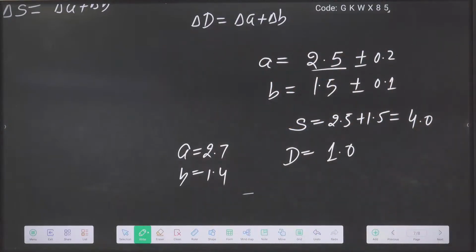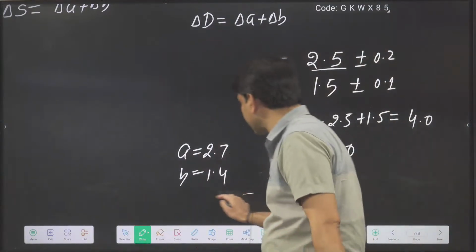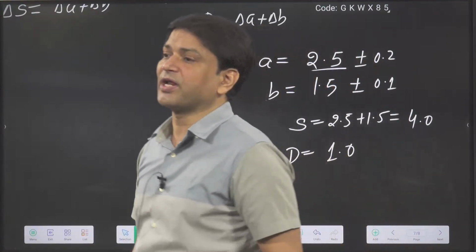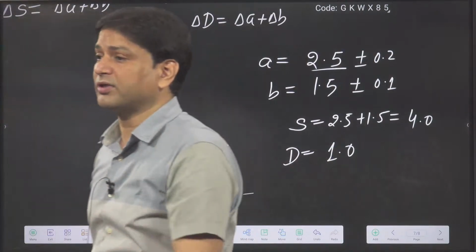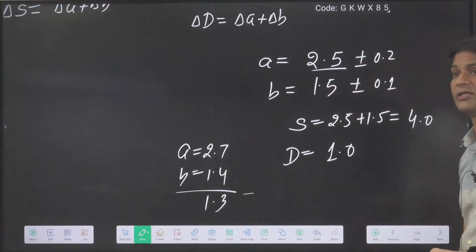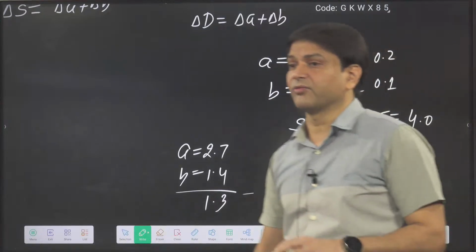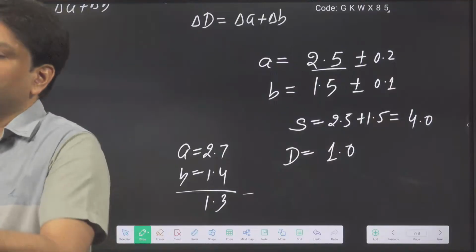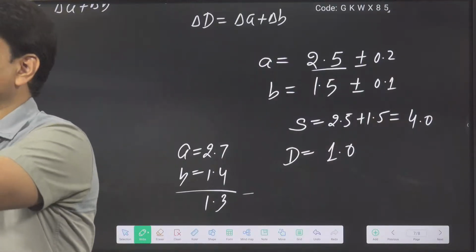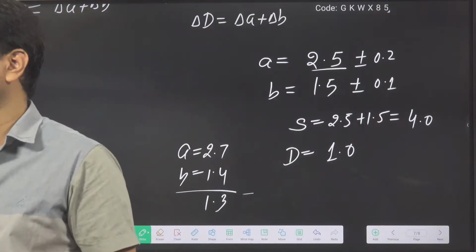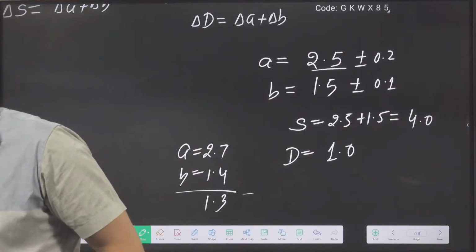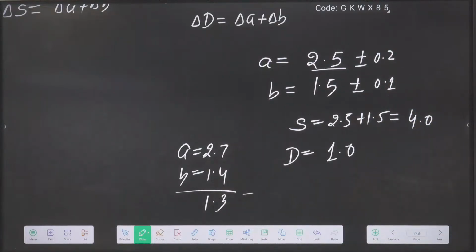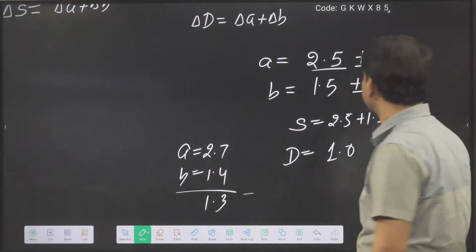Now this A value you have taken, this B value you have taken. If you subtract, what you will get? 2.7 minus 1.4 is 1.3. So in that case the difference you are getting is 1.3. What is the true value of the difference? 1. What is the error you are getting? 0.3. So that's why I said, whether we are adding or subtracting, we are always calculating the maximum possible error. At subtraction also the error is 0.3, and what is that 0.3? The summation of errors 0.2 and 0.1. Understood or not?